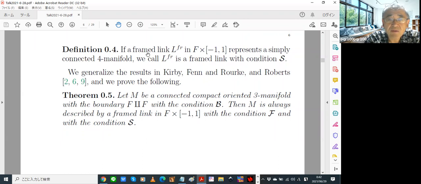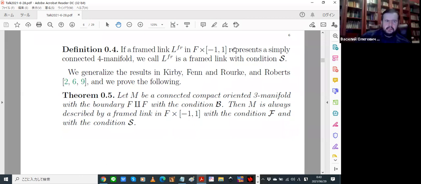If a framed link L in F cross interval represents a simply connected four manifold, we call L a framed link with condition S for simply connected. Anyway, the condition is a little long, so abbreviate S. The framed link in a surface represents a four manifold, connected in general.